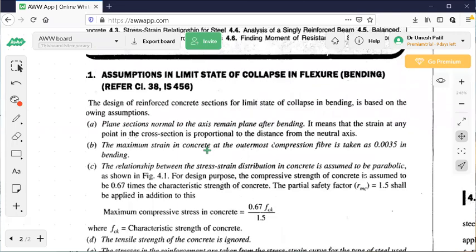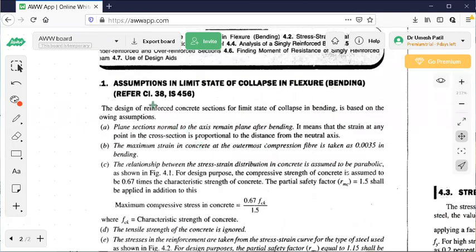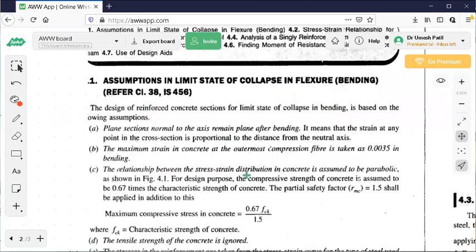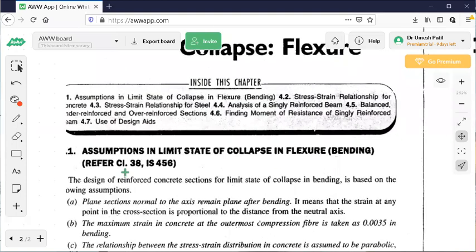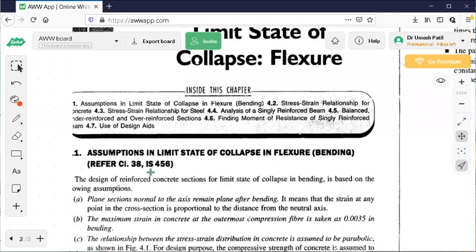Now, see, assumptions in a limit state of collapse in flexure. It means the basic idea is to find out the moment of resistance of a heterogeneous member. Whatever I discussed just now was related to homogeneous members. The beam was made up of the same material.